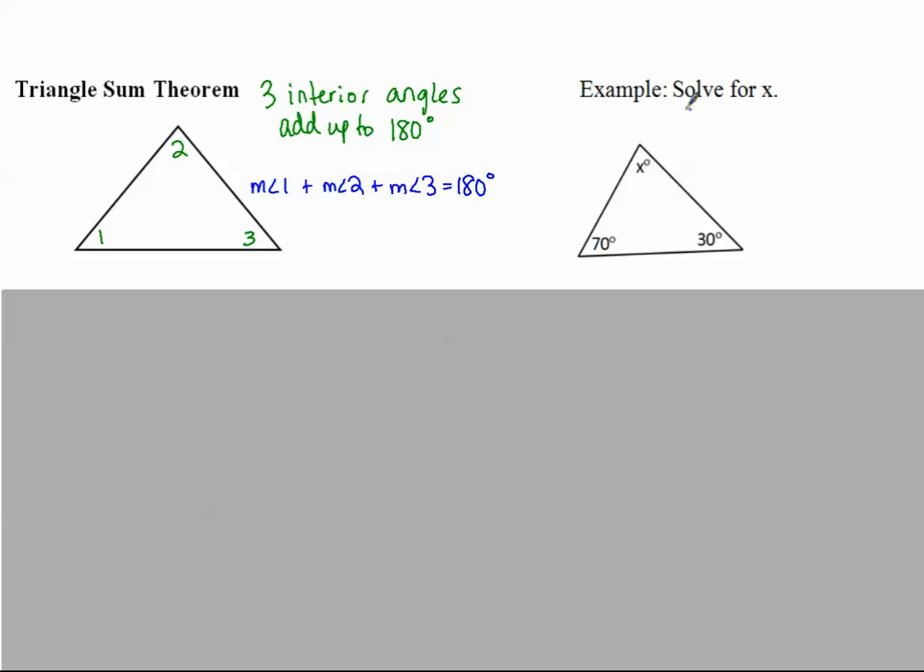So in this example where I need to find x, if I know all three angles add up to 180, I can say x plus 70 plus 30 equals 180, and then subtracting the 70 and the 30 from that side, so 70 and 30 together make 100. So 180 minus 100 leaves me with 80. That missing angle is 80 degrees.